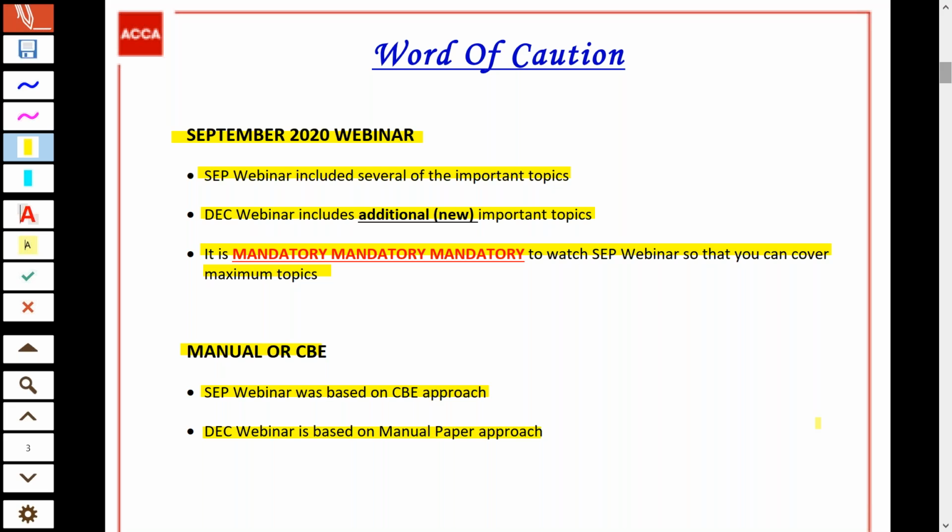So are we very clear on this slide? This is the scope, this is the game plan, that you need to watch both the September webinar and the December webinar, and then you can focus on your respective techniques of CBE or manual paper as the case may be. Let me see some questions if there are any.